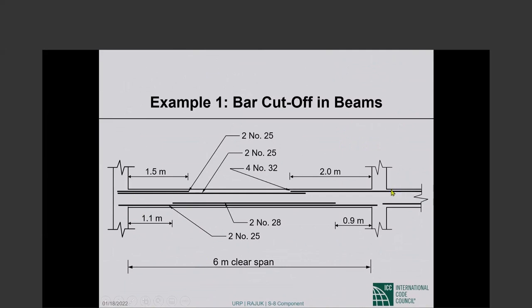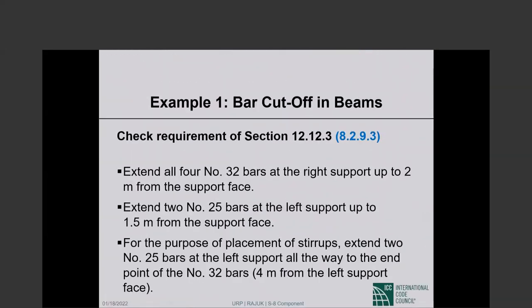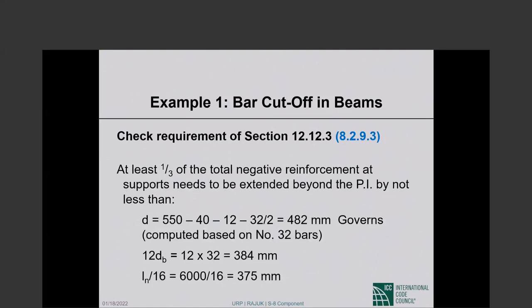So we have four number 32. They are extended 2 meters. There are four number 25. Two of them are extended 1.5 meters. The other two are continued, and here they are lapped with the number 32 bars. And the 1.5 meters and 2 meters are based on the extensions beyond the inflection point.